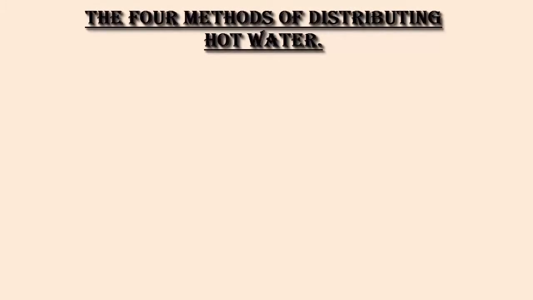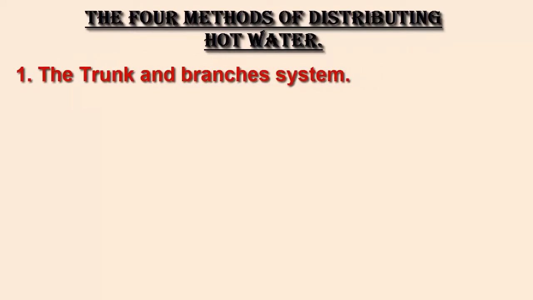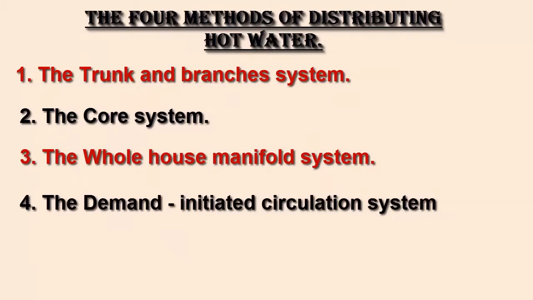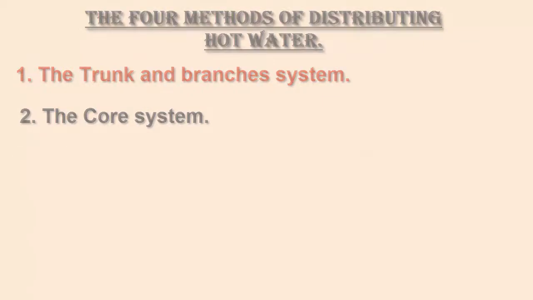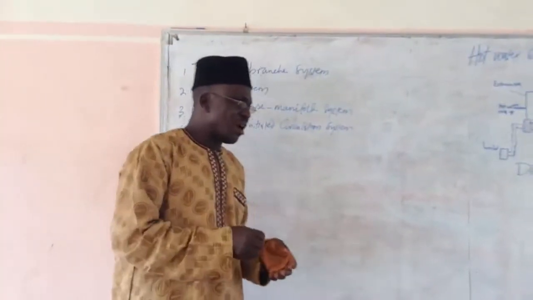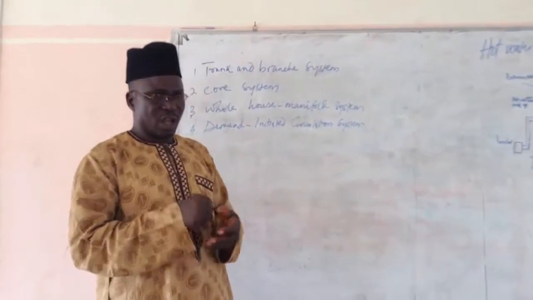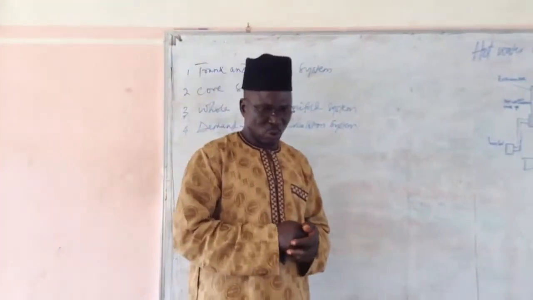And in it, we have four common methods. The four methods of distribution are one, the trunk and branch system, the core system, the whole house manifold system, and the demand initiated circulation system. In this case, you will see how I'm going to demonstrate with a diagram how, when you have a central heating system, you can distribute this water.